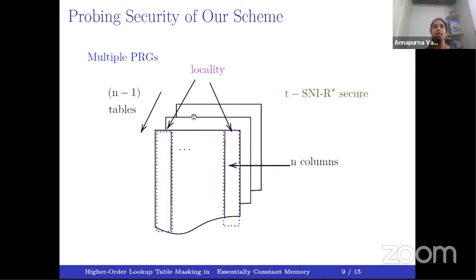So it can be viewed as the robust PRG as a single large circuit, whereas the multi-PRG will have a dedicated PRG per column. Since the PRGs in the multi-PRG constructions are not robust, we assume the worst case scenario where the adversary can possibly be given the whole column, the whole randomness subset. So that is why we prove these constructions in the extended security model, TSNA R star.